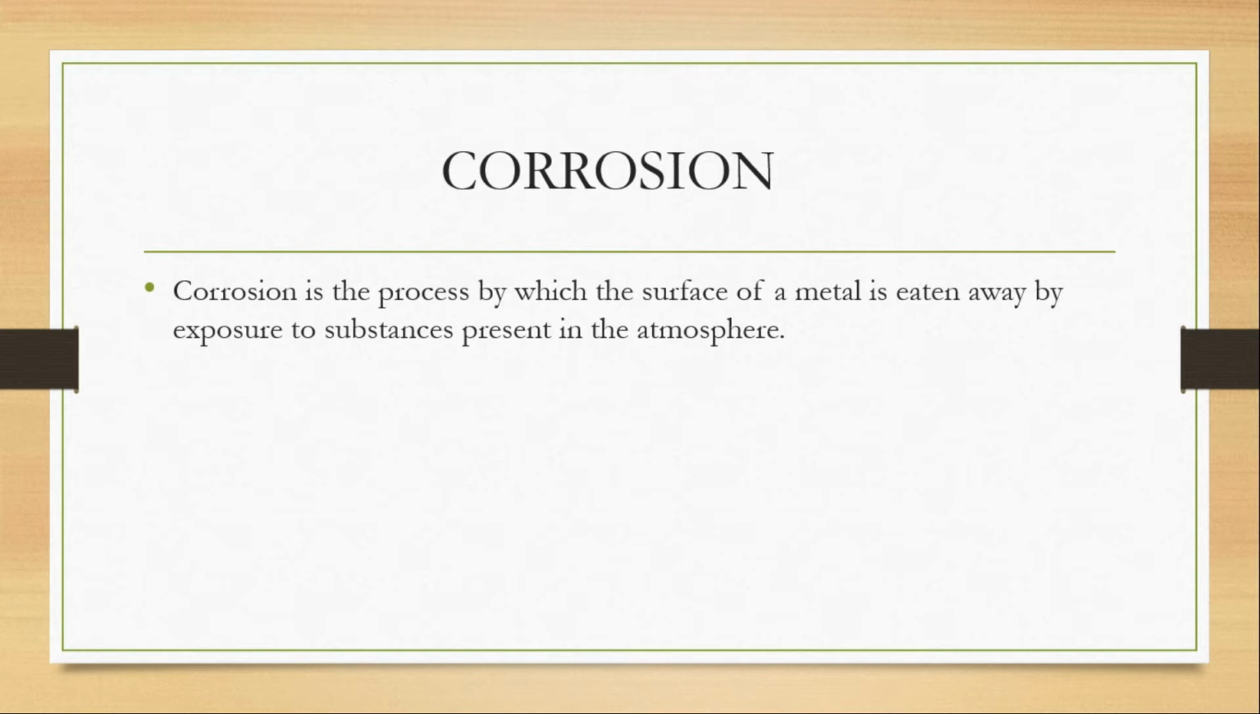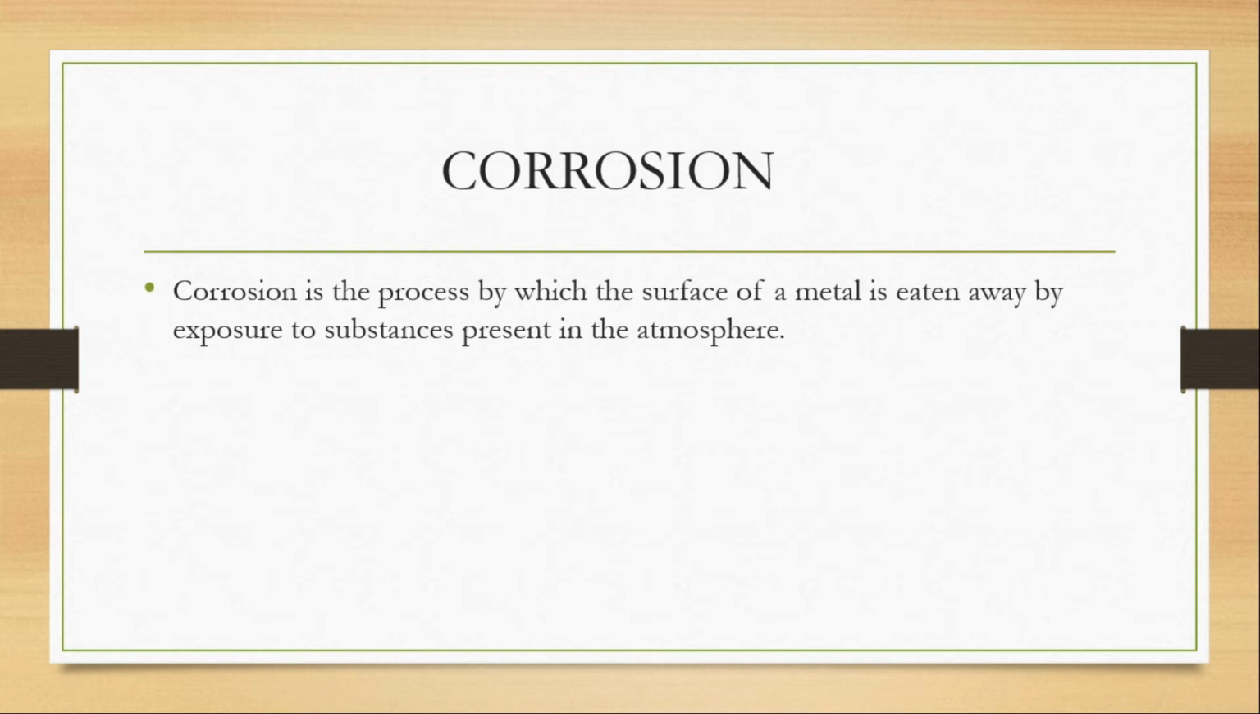Corrosion is a process in which the surface of a metal is eaten away by exposure to the substances present in the atmosphere. So mostly it is some air component like oxygen, carbon dioxide, or any such compound in the air which corrodes or eats away or destroys the surface of the metal. Now, what is happening during corrosion is that the metal is reacting with that substance, and a chemical compound is being formed which is making the metal look uneven and discolored.